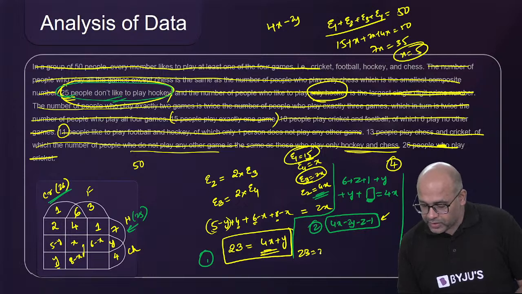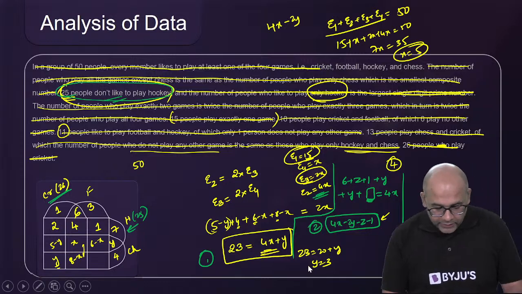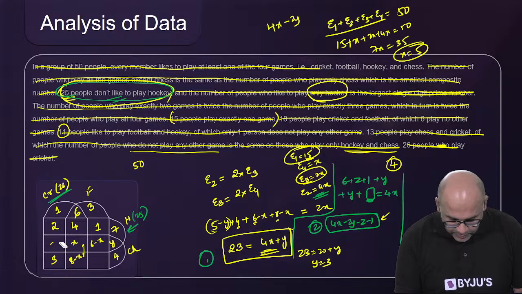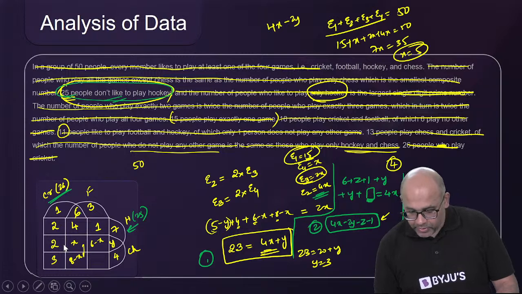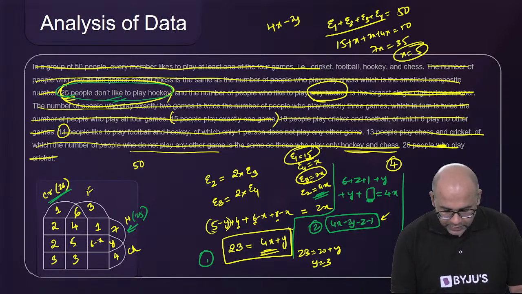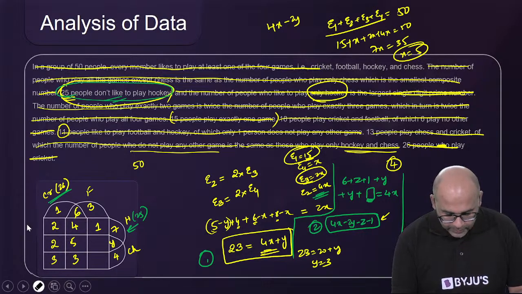So 23 is 20 plus y. 5 4 is 20. So y is 3. So start putting in the values. If y is 3, so this will be 3 and the next one will be 2. Correct? This is 2. And x is, how much was your x? X is 5. So this is 5 and this will also be 3 then. 8 minus 5 is 3. This is 5, this is 3. So 6 minus x is therefore 1.